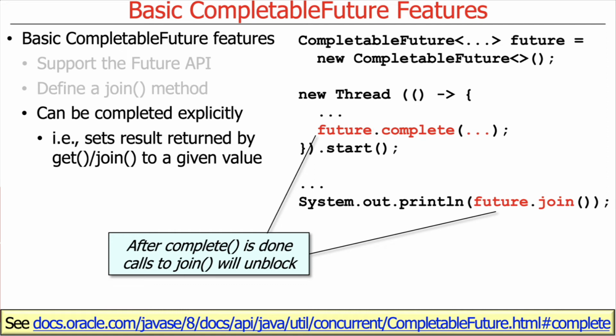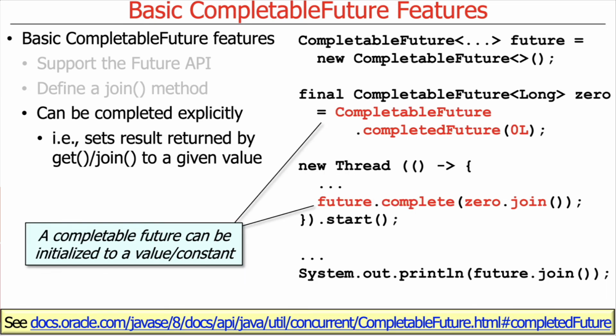You can explicitly complete a completable future. There's no way to do that conveniently with a non-completable future. You have to do other stuff. It's more complicated. So that's a nice little teeny-weeny enhancement that makes life somewhat easier.